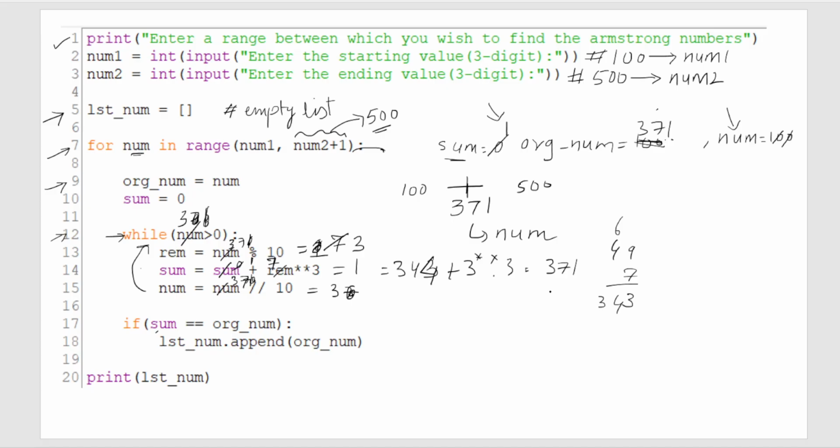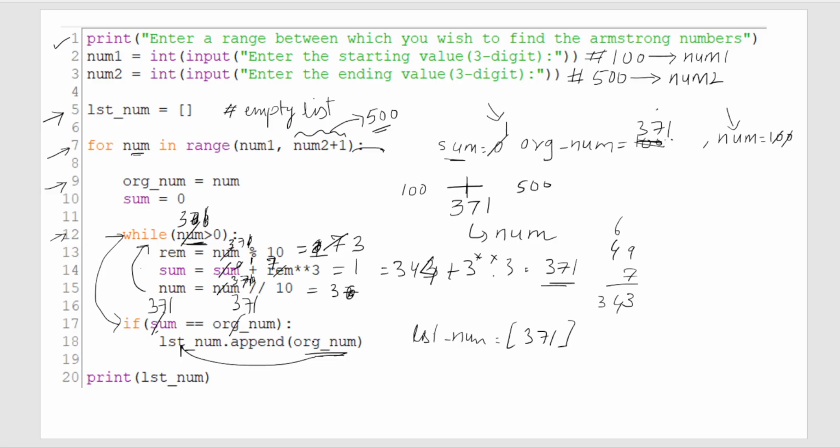It goes up and it will find this condition as false. So it will come back to this part. It says the sum comes out to be 371 and the original number again was 371. So if these two are equal, it will append this original number into this list, right? So the list num will now have a value of 371.